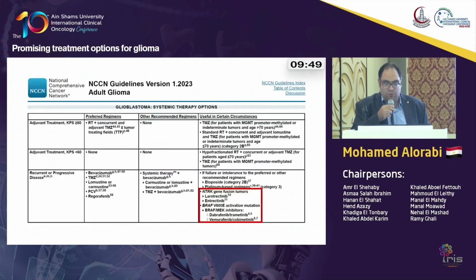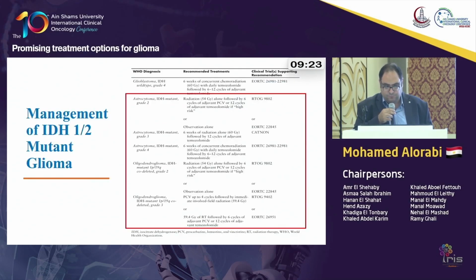So we have reports of treatment and improvement of recurrent or progressive glioblastoma for patients with NTRK gene fusion with the use of larotrectinib and entrectinib, and for BRAF mutations, the use of dabrafenib, trametinib, and vemurafenib. So the NCCN included this as an option for patients with NTRK gene fusion or BRAF mutation upon progression.